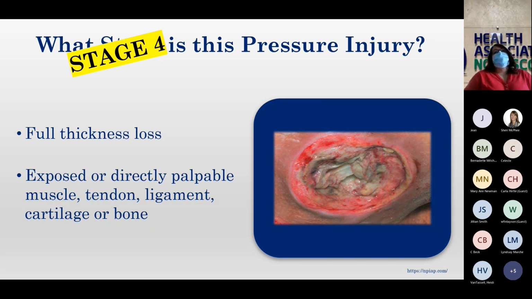So what might be the main thing that we're primarily concerned about if we're at a stage 4? Yes, that's right, osteomyelitis. Anytime muscle, tendon, ligament, cartilage, or bone is exposed or directly palpable, we treat as osteomyelitis until it's ruled out.